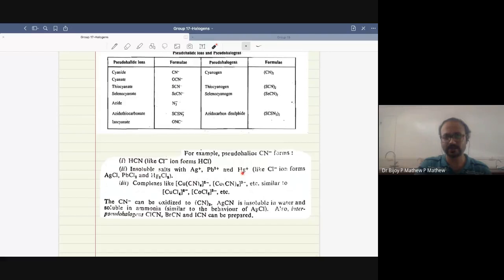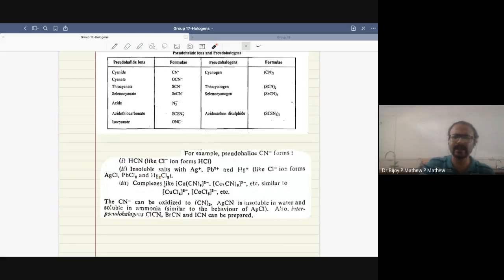Similarly, the cyanide salts of these corresponding metal ions are also insoluble. So Ag+, Pb2+, and mercurous, that is Hg2 2+, form insoluble salts with the corresponding pseudo halide, that is cyanide, in the same way as chloride gives the corresponding chloride salts of these cations.